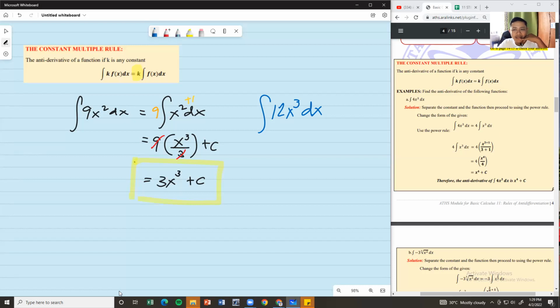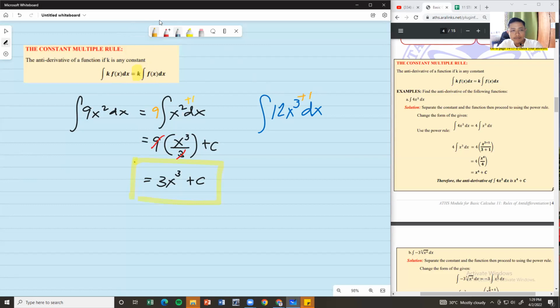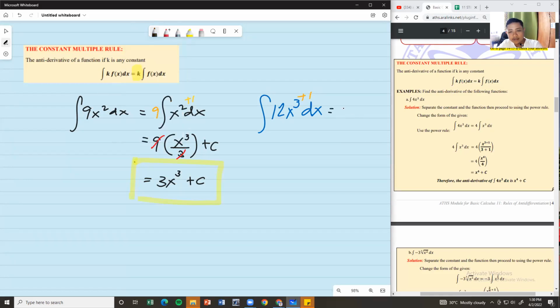Okay, let's now start. Oops, some of you forgot to write plus C. Don't forget to write plus C, okay? Because there should always be the constant after each given or each final answer. Okay, good. I'm glad you got the process. So let's do this. Let's have the plus 1. Plus 1 here. So this will be equal to x.